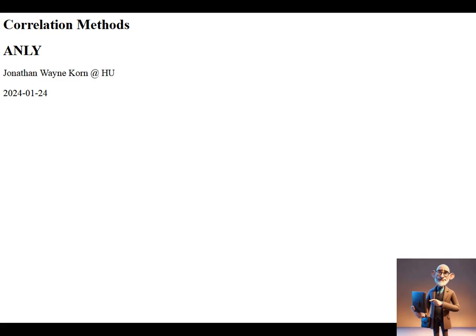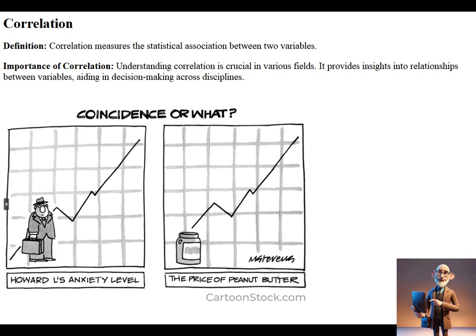Welcome. In this presentation, we will review correlation methods using R. Let's delve into the definition and importance of correlation in the world of statistics. Correlation is a statistical measure that quantifies the statistical association between two variables. It helps us understand how these variables change together, providing valuable insights into the relationships within datasets.